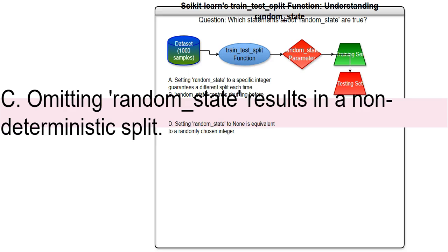Statement C says that if you leave out the "random_state" parameter, you'll get a different split each time you run the code. This is correct. Without "random_state", the splitting process relies on the system's default random number generator, which changes across runs, leading to variations in the splits. It's like shuffling a deck of cards without a specific method. You'll get a different shuffle each time.